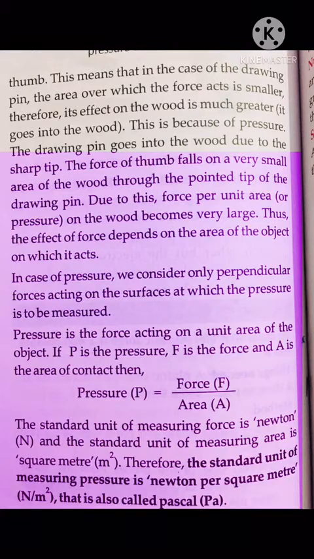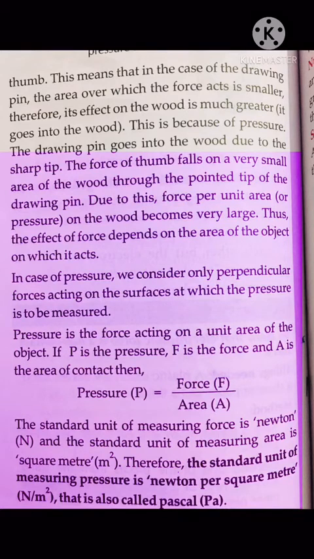In case of pressure, we consider only perpendicular force acting on the surface. Perpendicular force means the force which acts like this, at the surface at which the pressure is to be measured. Pressure is the force acting on a unit area. Unit area means 1 meter square area or 1 centimeter square area. Unit means 1. Pressure is the force acting on unit area of the object. If P is the pressure, F is the force, and A is the area of contact, then pressure will be equal to force per unit area, means force divided by area.